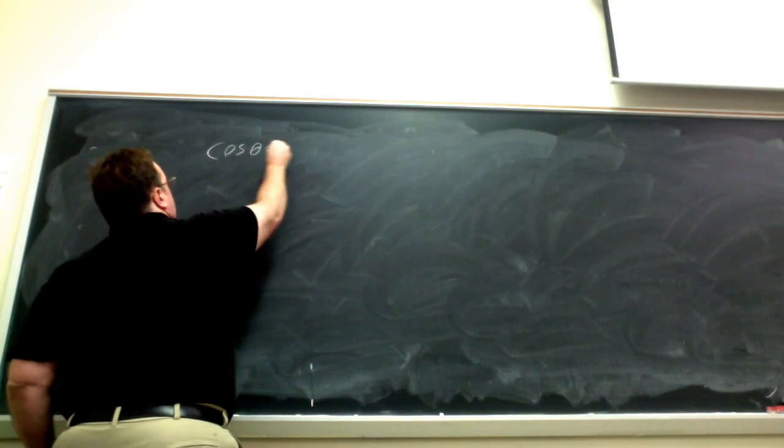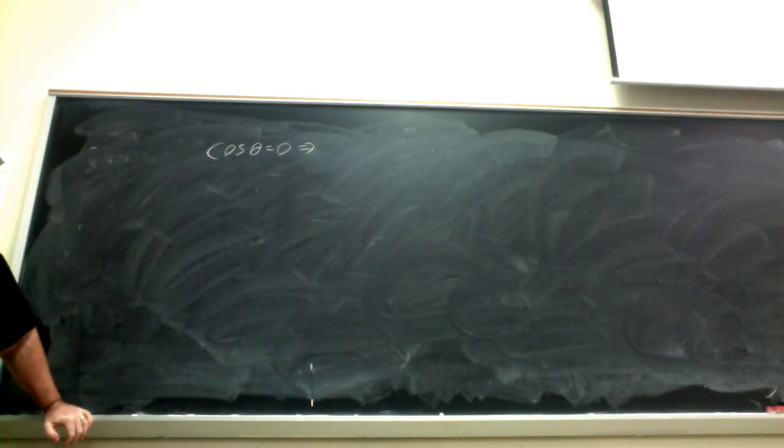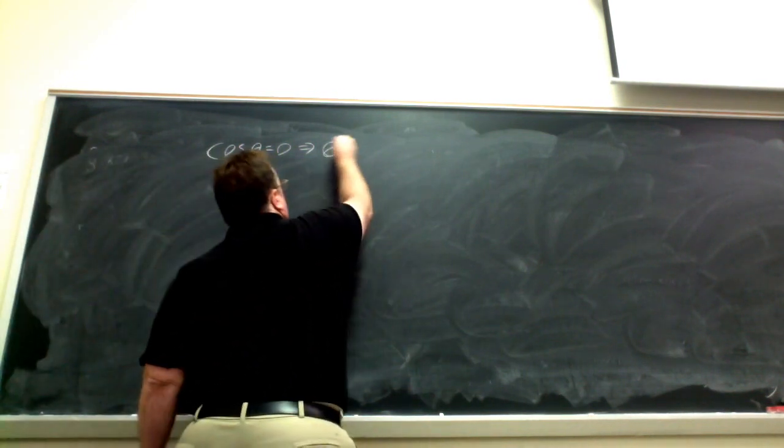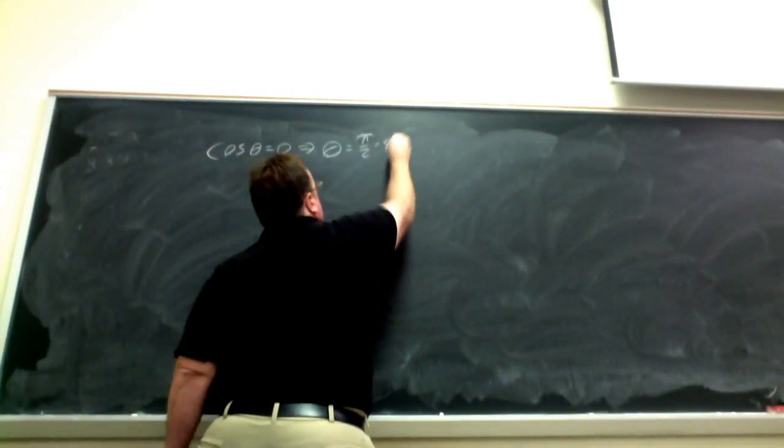So we've talked about cosine theta equal 1, cosine theta equal minus 1. Let's look at cosine theta is equal to 0. So what will be the angle in that case that makes that happen? 90 degrees, or pi over 2.